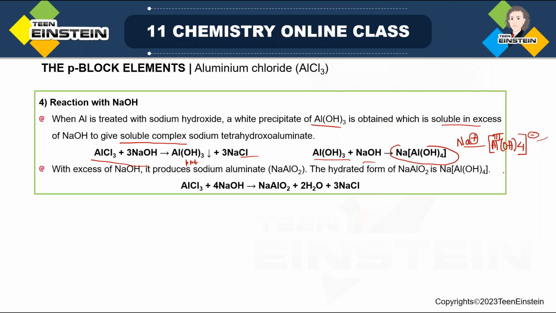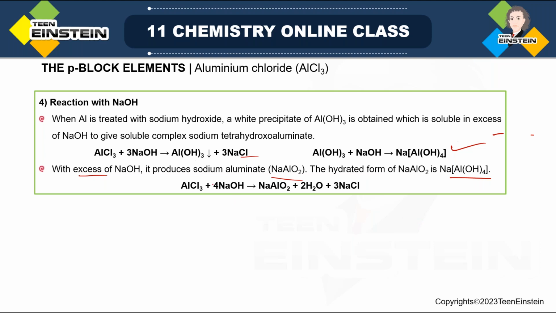Now we can also write this reaction in a different way. Let me erase this. So if you take NaOH, that is when you are starting the reaction, then if you start with excess of NaOH, it will produce NaAlO2 directly, and it is not a new compound. It is basically Na[Al(OH)4], which we have already seen in the previous equation. This is a hydrated form of NaAlO2.